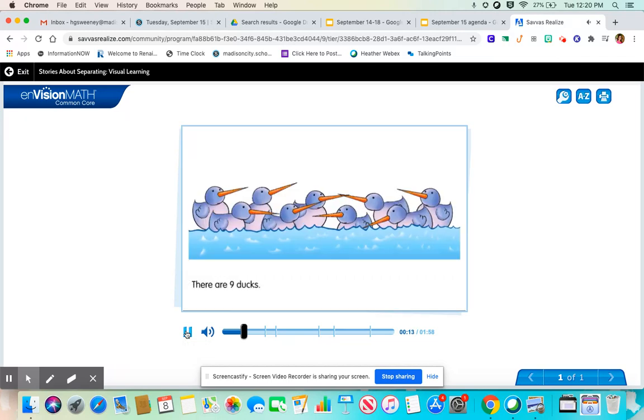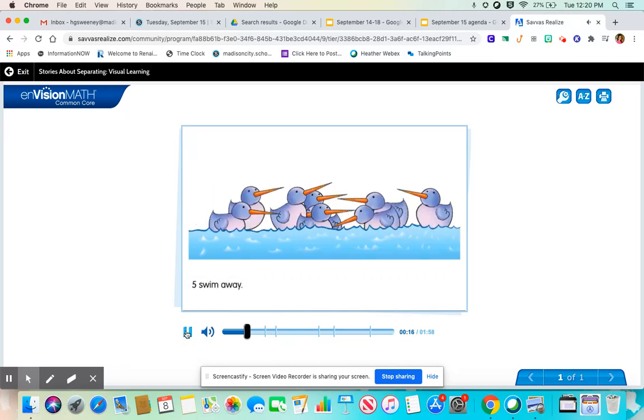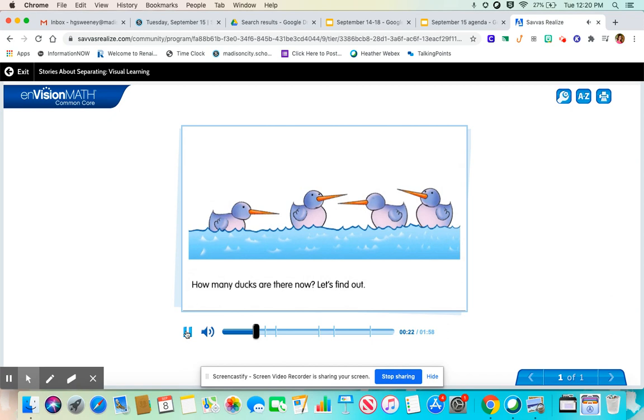There are 9 ducks. 5 swim away. How many ducks are there now? Let's find out. How many ducks are there at the beginning of the story? So what I want you to do is count the ducks that you see here at the beginning of the story, and write that number down in your notebook. Okay, so now that you have that number written down, let's continue.